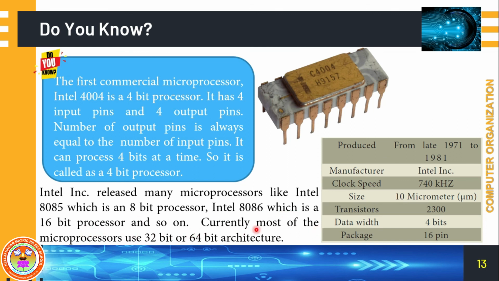Currently most microprocessors use both 32-bit and 64-bit architecture. That is the current scenario. Right from 4, the next is 8, the next is 16, and now we are using 32 and 64-bit architecture. These are the general information about the first general purpose microprocessor. Is it okay for you, my dear students?